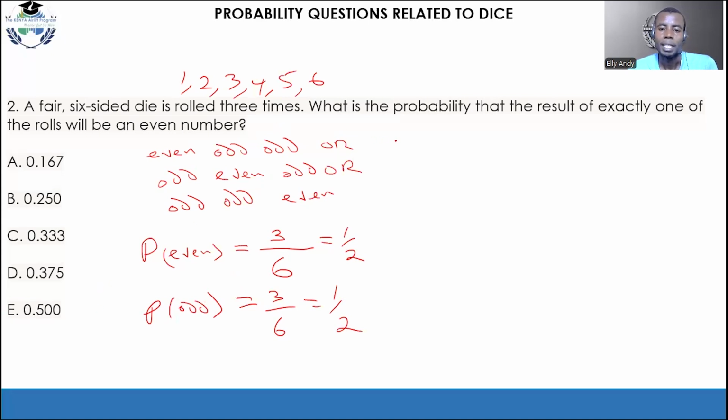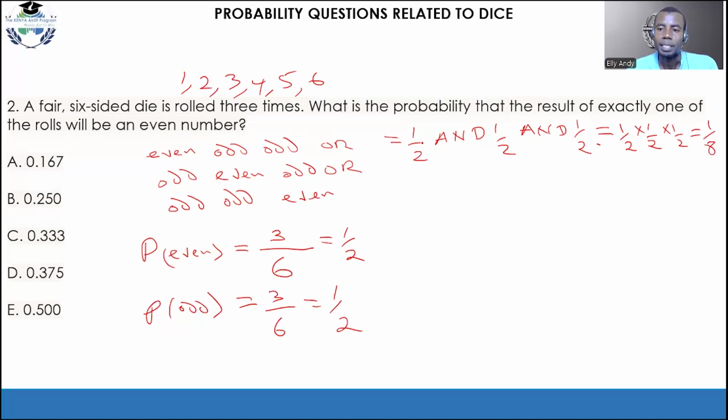So for our first case here, we can have a half and a half and a half. And we said in the previous question, if we have and, it means multiplication. And that would give us 1 out of 8.